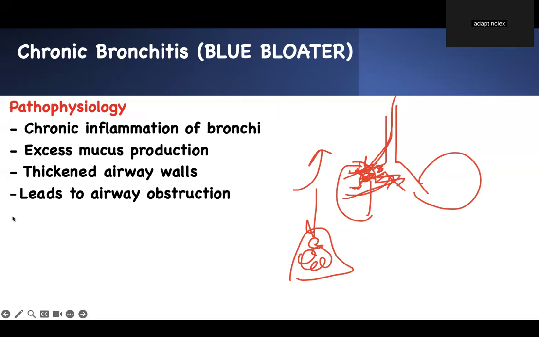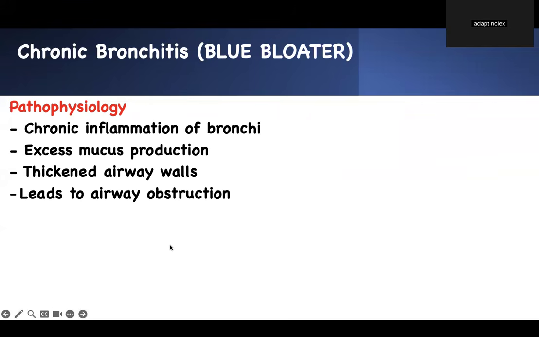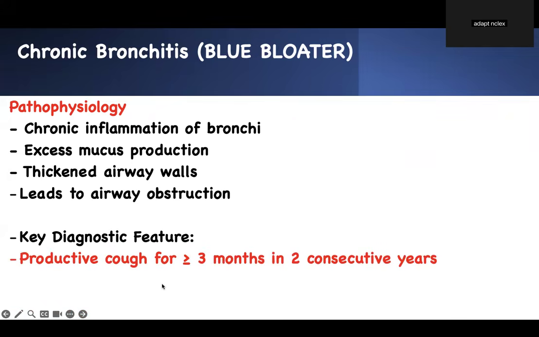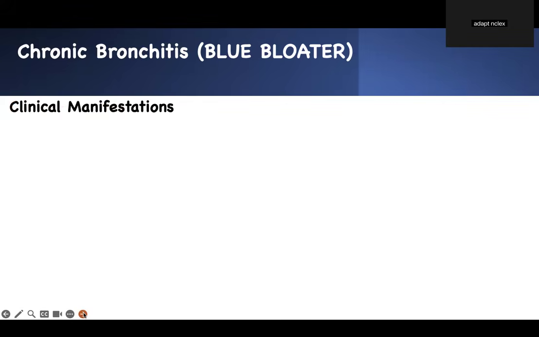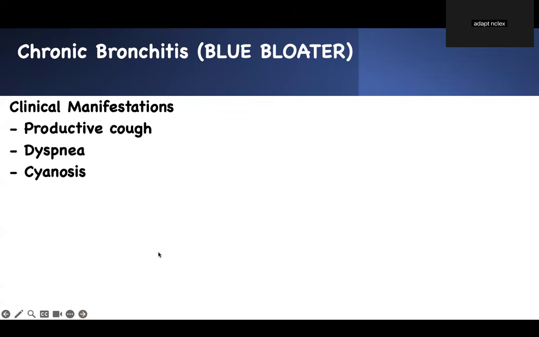This is the pathophysiology of what? Bronchitis. Chronic inflammation, excessive mucus production, thickening of the airway, and then it leads to what? Obstruction. In the process, there are specific features you will see in them. Most of them will come to you and say, I've been coughing for 3 months nonstop. Then you know that they have what? Bronchitis. That's the classic symptom. What signs and symptoms are they going to show? Pay attention to this. This is a select or apply question. Number one is productive cough.